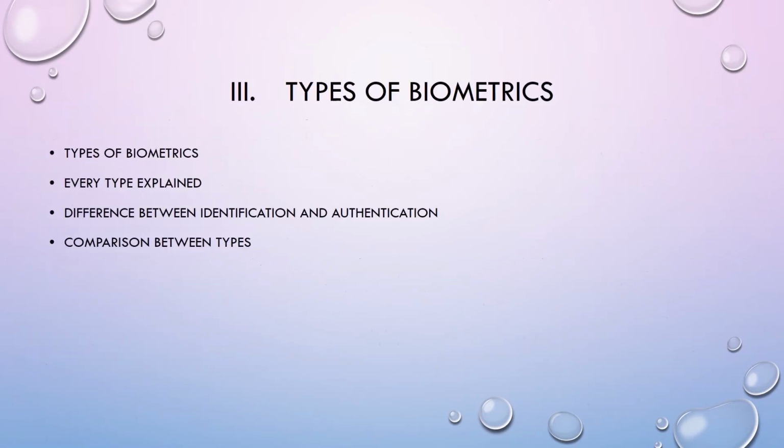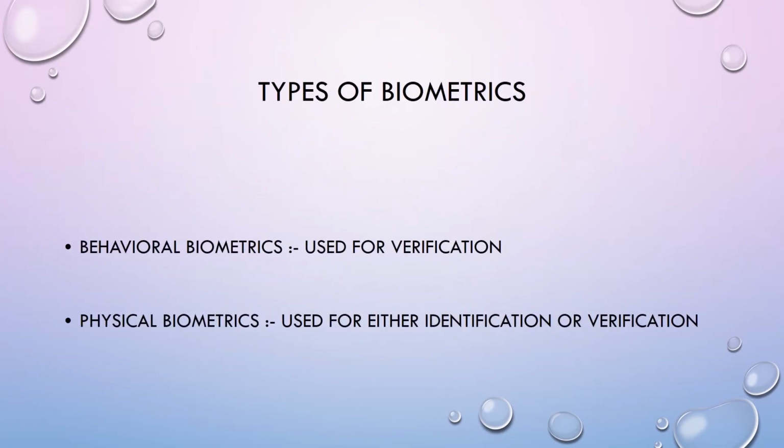Third. Types of biometrics. In types of biometrics we will get to know the following points. 1. Types of biometrics. 2. Every type explained. 3. Difference between identification and authentication. 4. Comparison between types. 1. Types of biometrics. There are mainly 2 types of biometrics. They are as follows. Behavioral biometrics, used for verification. Physical biometrics, used for either identification or verification.